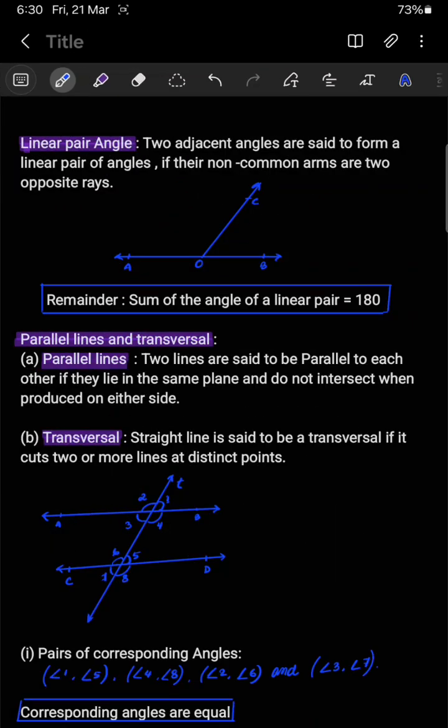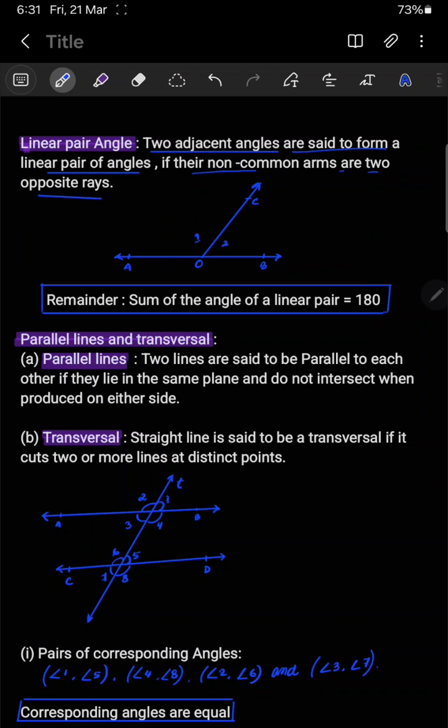We should have some knowledge about a linear pair of angles. So what is a linear pair of angles? Two adjacent angles are said to form a linear pair of angles. I have taken two adjacent angles here. Suppose this is your angle 1, and this is your angle 2. So these two are adjacent angles, if their non-common arms are two opposite rays.